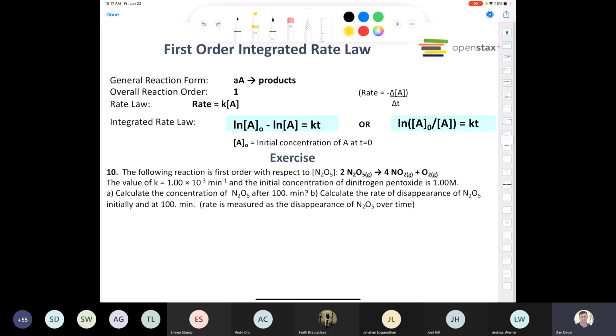What if it's a first order reaction? Well, in that case, the rate law would be rate is equal to the rate constant times the concentration of A to the power of 1. We leave it out. When you integrate that rate law, you get this integrated rate law right here.